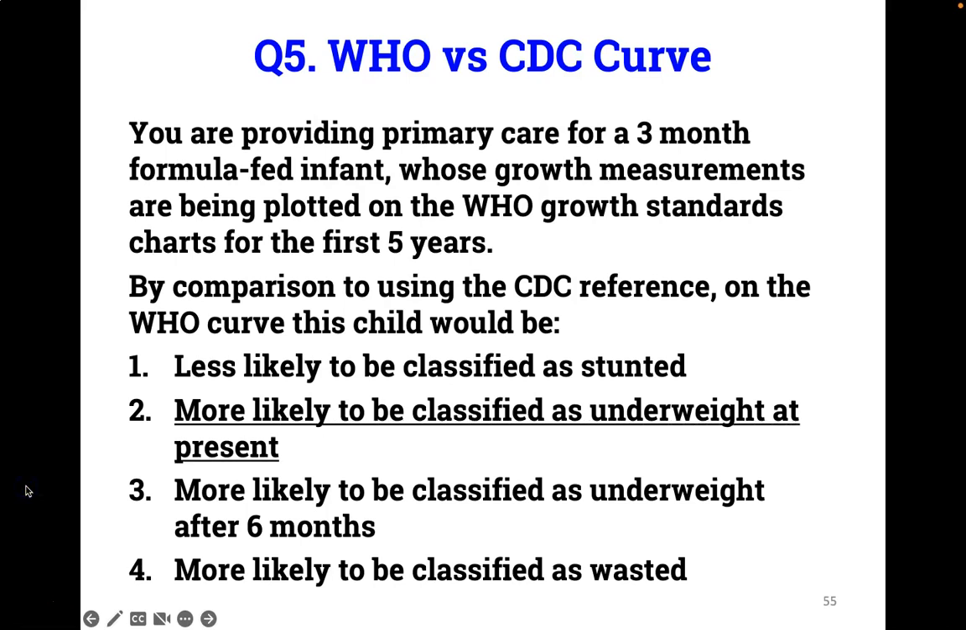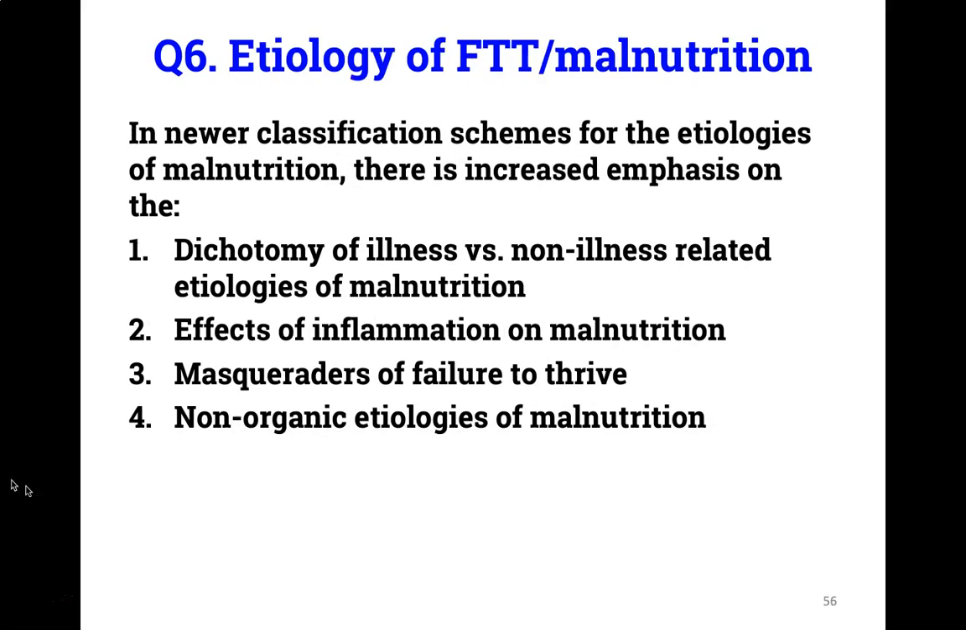So the answer here would be that a formula-fed infant would be more likely to be classified as underweight within the first 3 to 6 months because they generally gain weight at a slower rate than breastfed babies, but then become heavier after 6 months. And then lastly, take a moment to pause, but in newer classification schemes for the etiologies of malnutrition, there is increased emphasis on the effects of inflammation on malnutrition. In fact, as we already mentioned, we are less focused now on dichotomizing failure to thrive as specifically due to illness or non-illness related factors, recognizing there is an overlap between them.